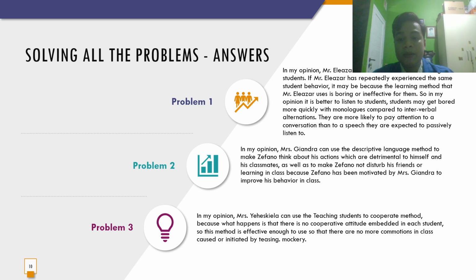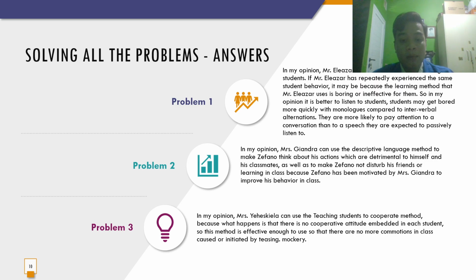My answer for problem 2. In my opinion, Miss Giandra can use the descriptive language method to make Zefano think about his actions, which are detrimental to himself and his classmates, as well as to make Zefano not disturb his friends or learning in class, because Zefano has been motivated by Miss Giandra to improve his behavior in class.